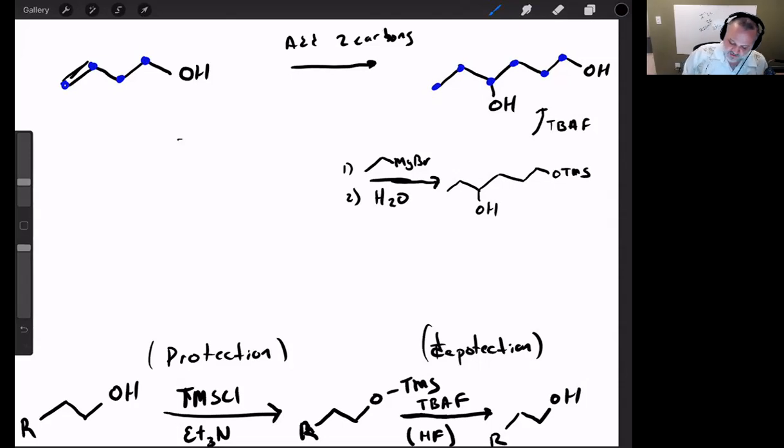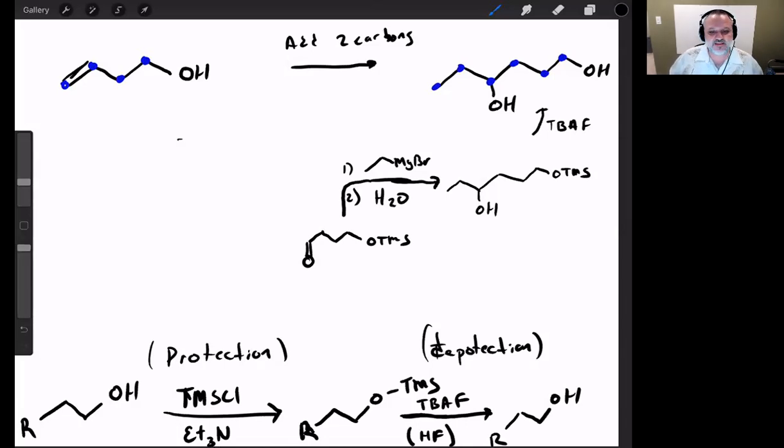And so if I keep going backwards, and I need to give myself some room, I'm going to just walk back a little bit. I've still got OTMS. And now I've got my 1, 2, 3, 4 carbons. And at that point, there was a carbonyl group.